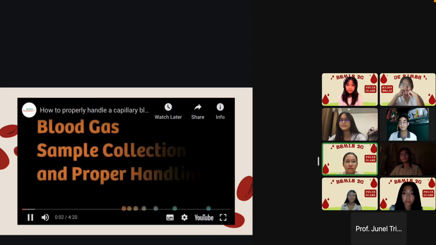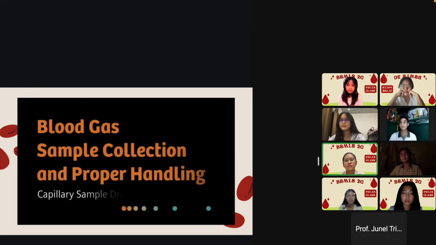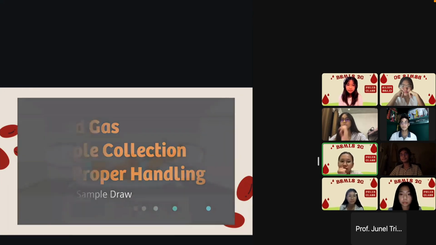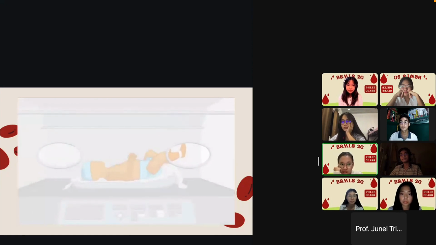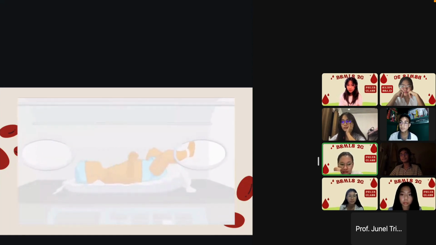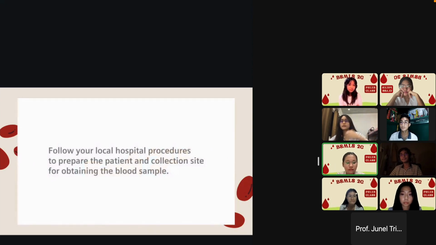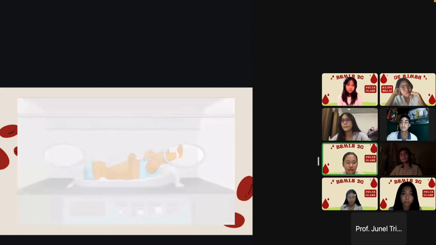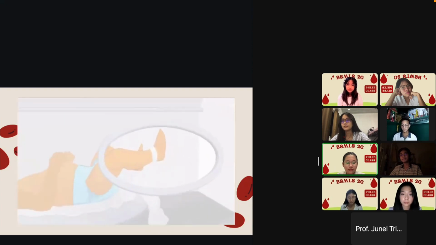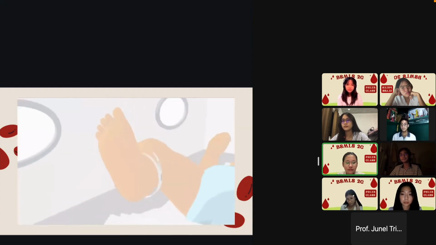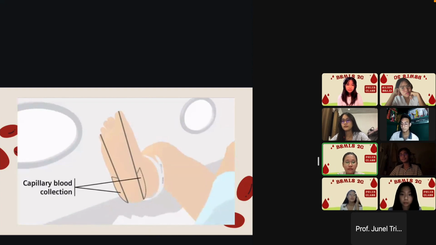Blood gas sample collection and proper handling. This is an instructional video about how to collect a capillary blood gas sample. Follow your local hospital procedures to prepare the patient and collection site for obtaining the blood sample. Collecting arterialized capillary blood may be an alternative to arterial blood collection, particularly in infants. The most typical site for capillary collection in infants is the lateral or medial plantar surface of the heel. However, the tip of the big toe, fingers, and earlobe may also be used.